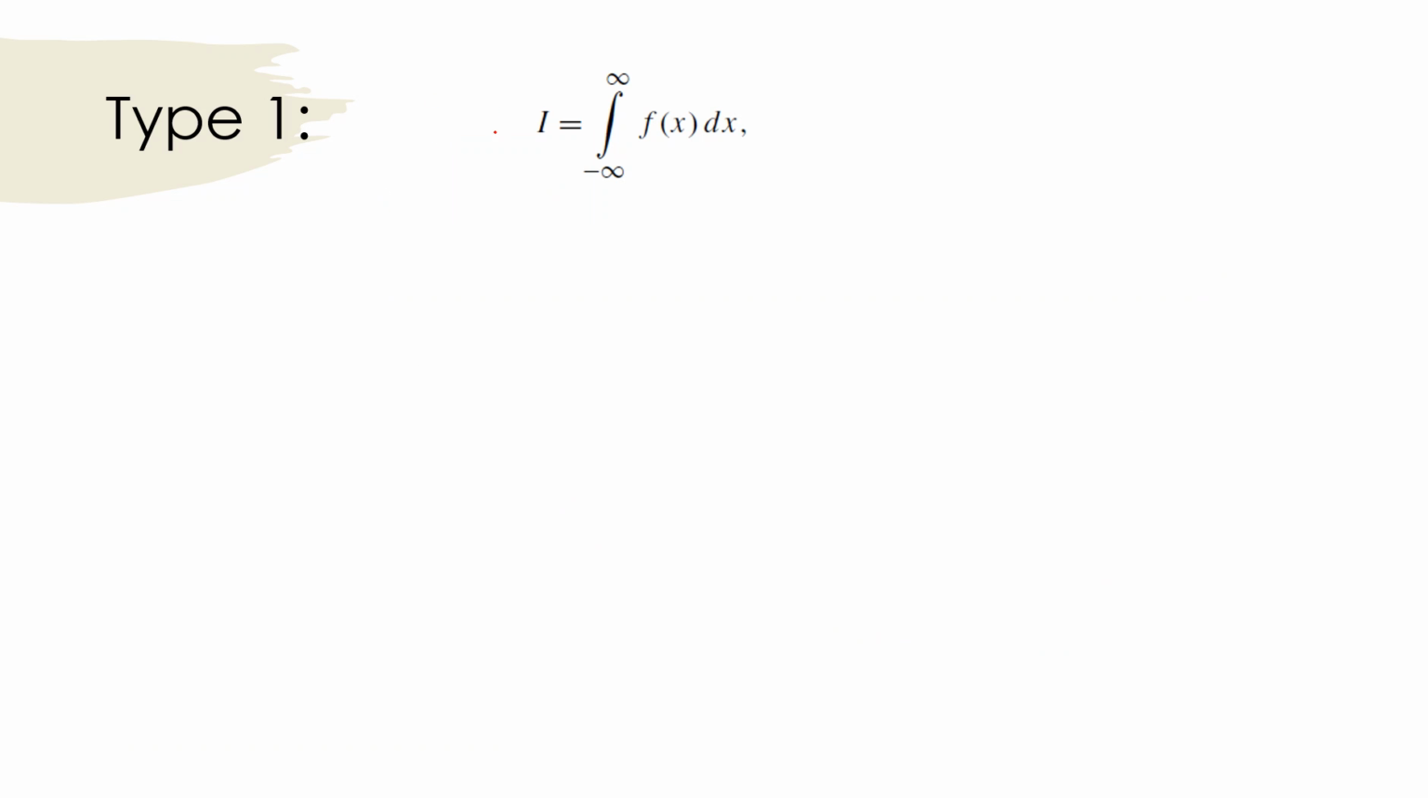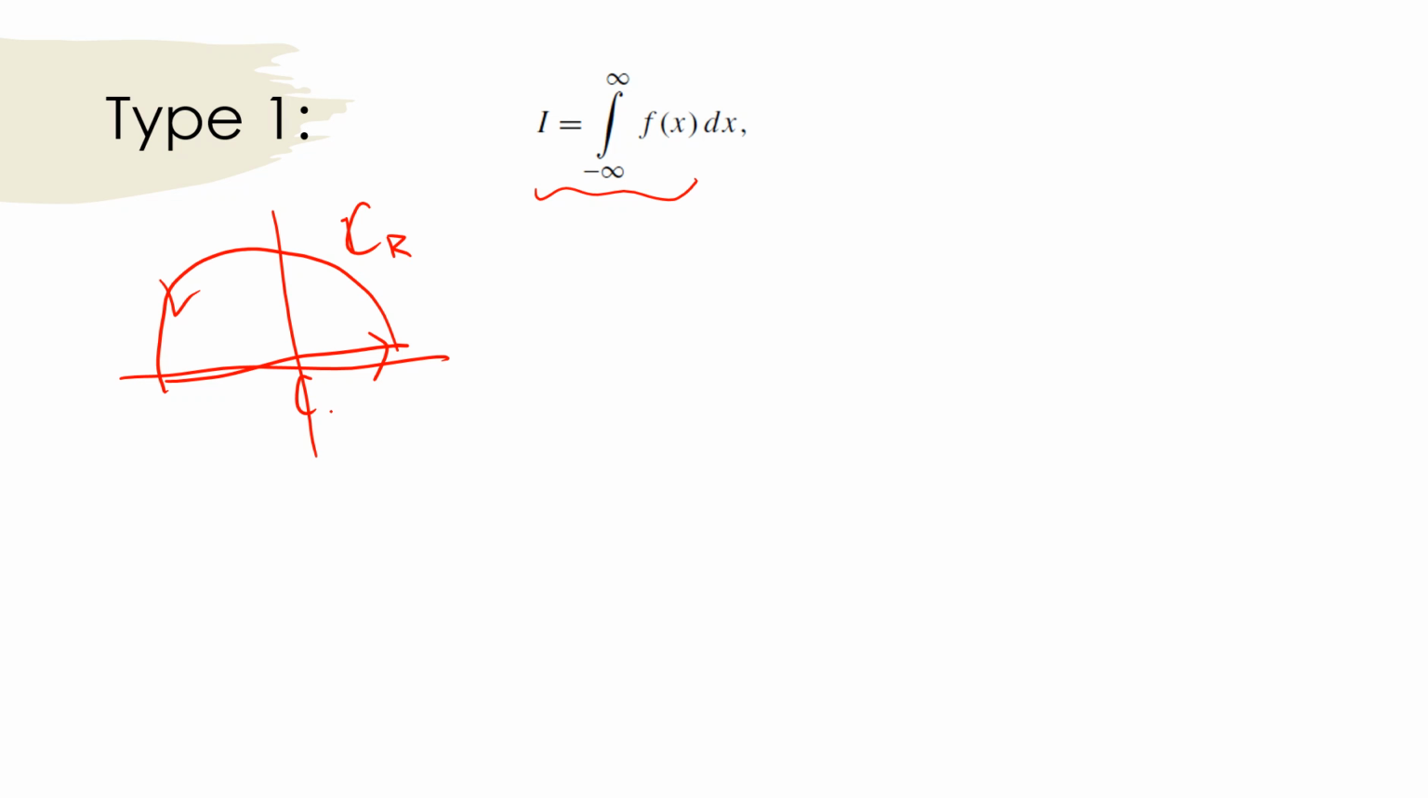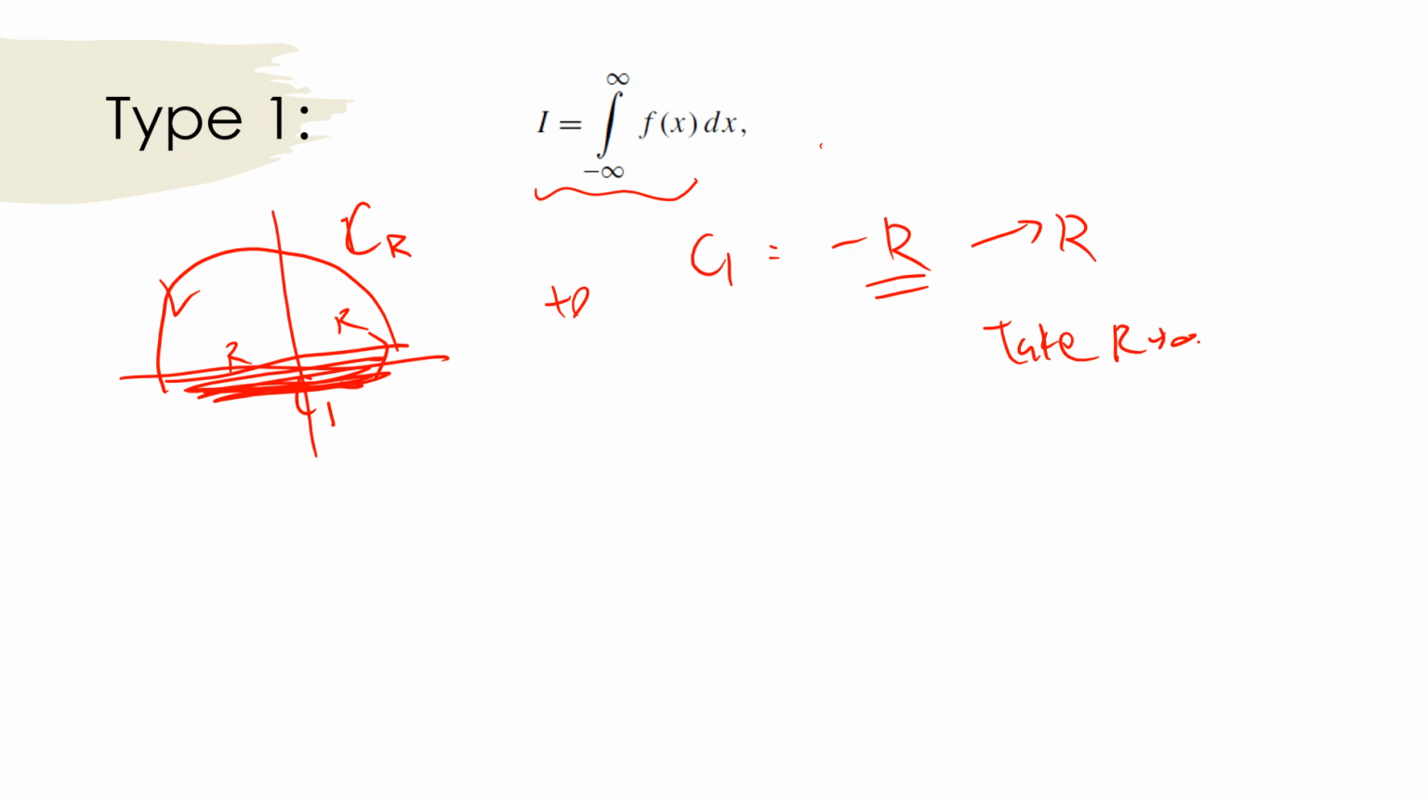Okay, so the type 1 basically is just this, from minus infinity to infinity. Usually all we need to do is choose this contour integral. So we will have CR and C1. CR is basically the large arc, and C1 is basically the straight line on the x-axis. C1 goes from minus R to R, and then we take R to infinity, then we can solve it. So we will get this.